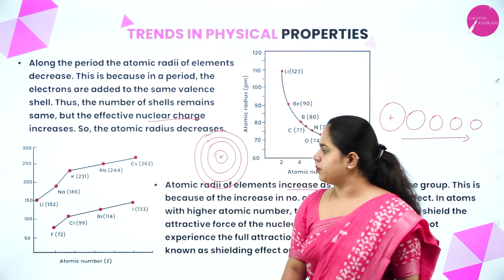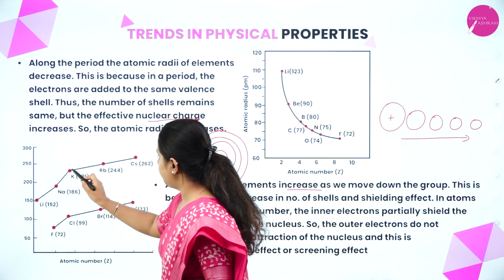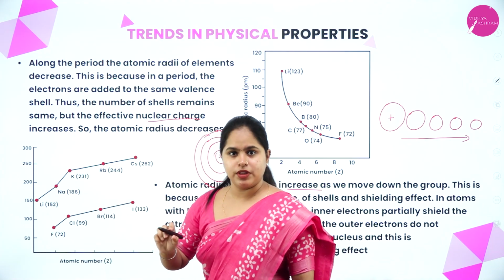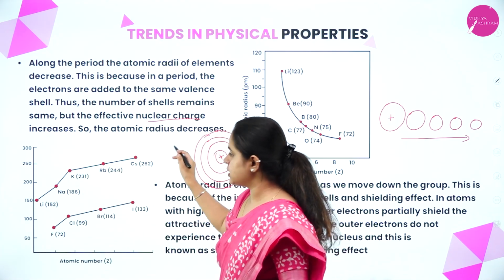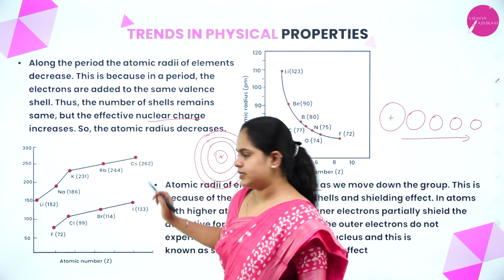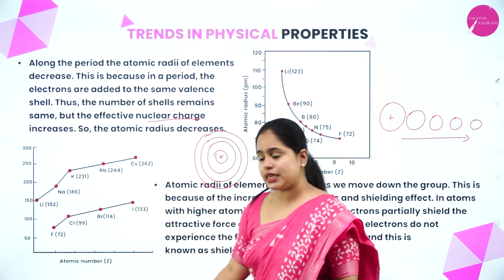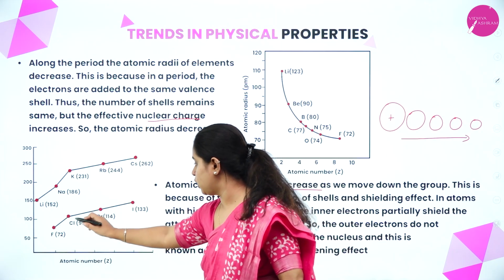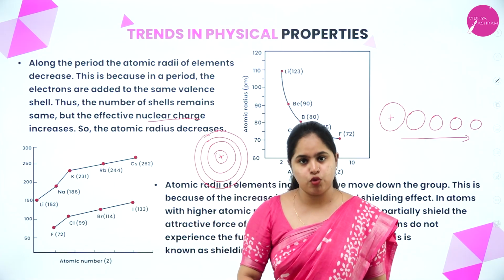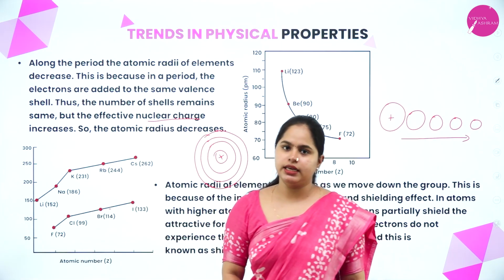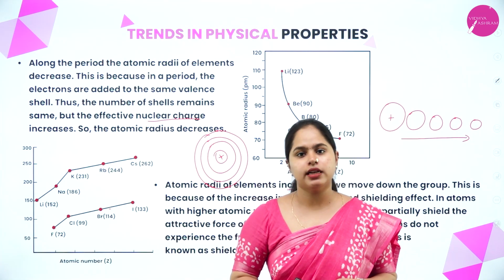You can see from the diagram, lithium, sodium, potassium, rubidium, cesium. Down the group, the atomic radius is increasing. I hope it is clear. In the case of halogens also, fluorine, chlorine, bromine, iodine, as we move down the group, the atomic radius is increasing. So this is about the trend in atomic radii.